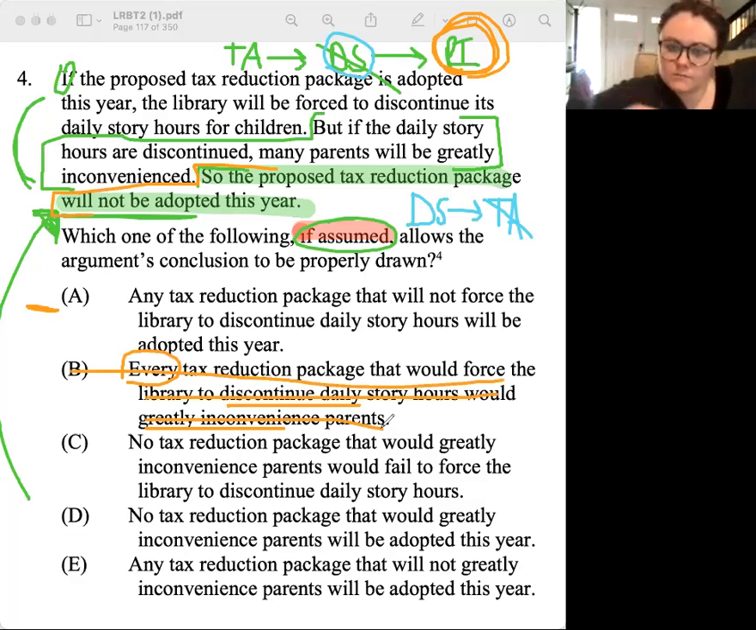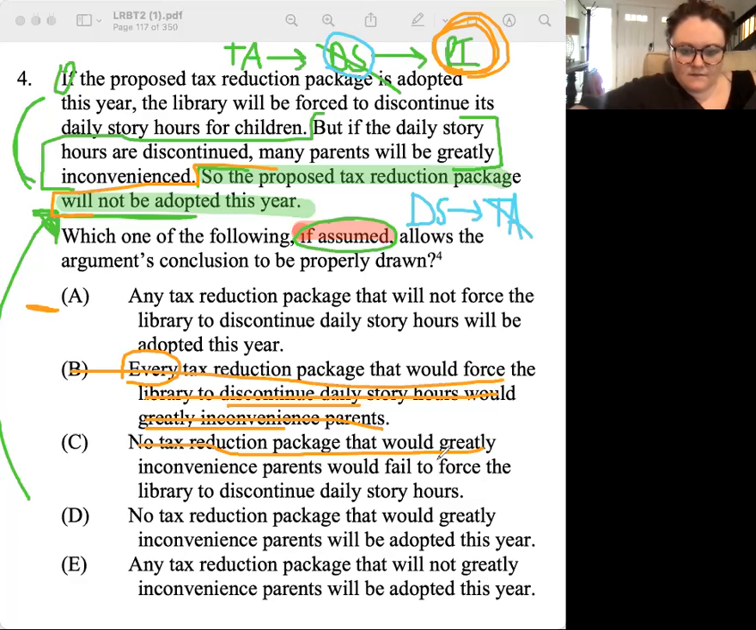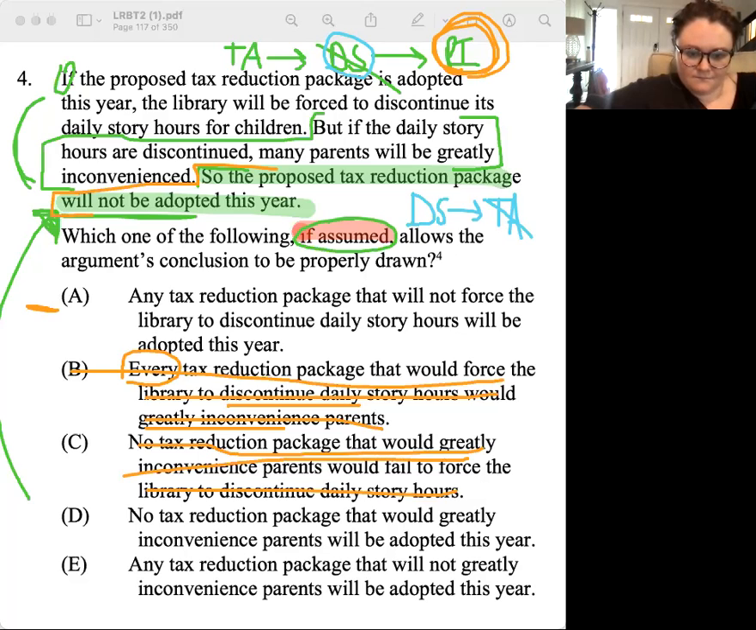Okay. No tax reduction package that would greatly inconvenience parents would fail to force the library to discontinue daily story hours. No, don't like it. Yeah, that goes against our premises, right? Right. And then, no tax reduction package that would greatly inconvenience parents will be adopted this year. So I like it. And then any tax reduction package that will not greatly inconvenience parents will be adopted this year.